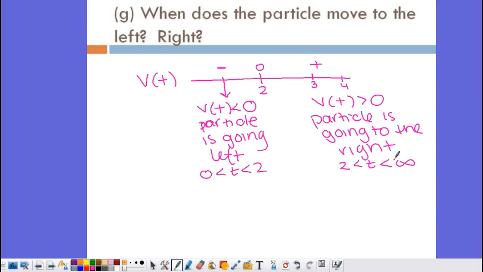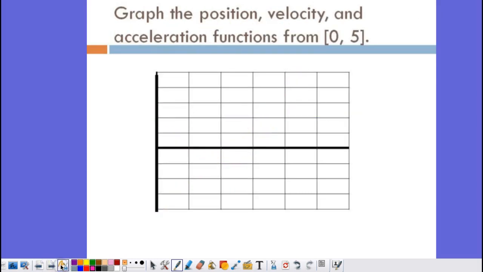Let's graph them. Honestly, what graph's the easiest graph to do first? Acceleration, because it's just 2. So here we are at 2.